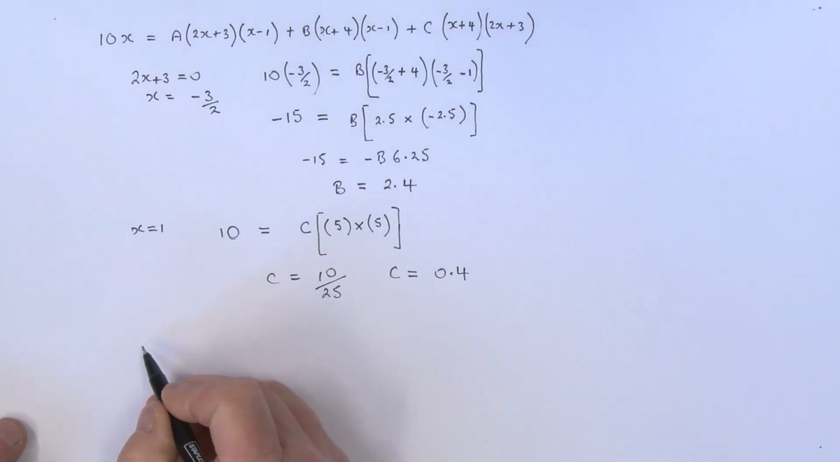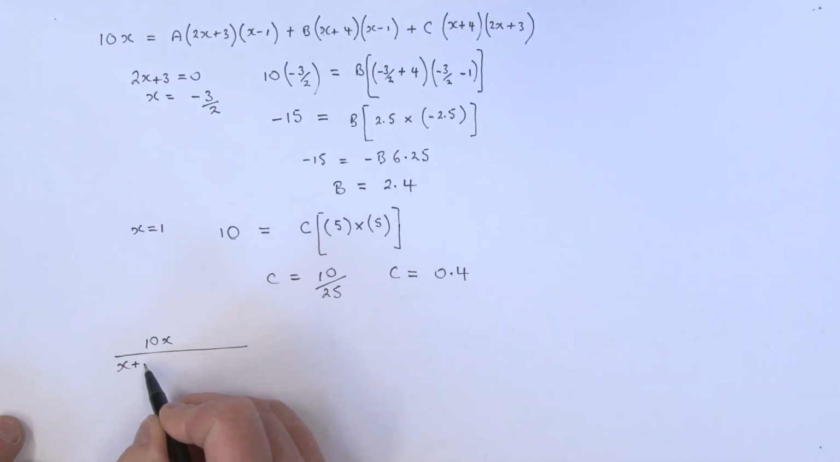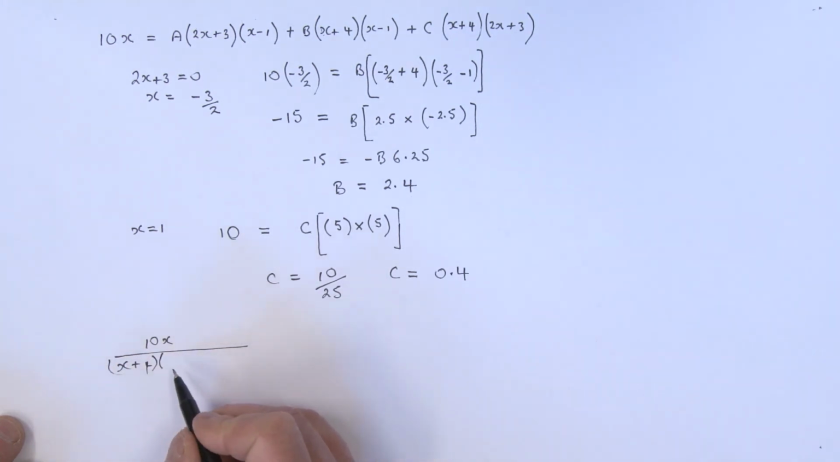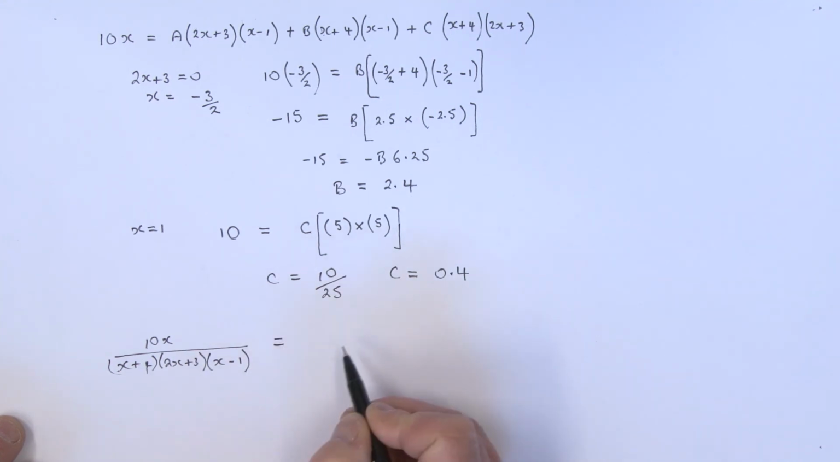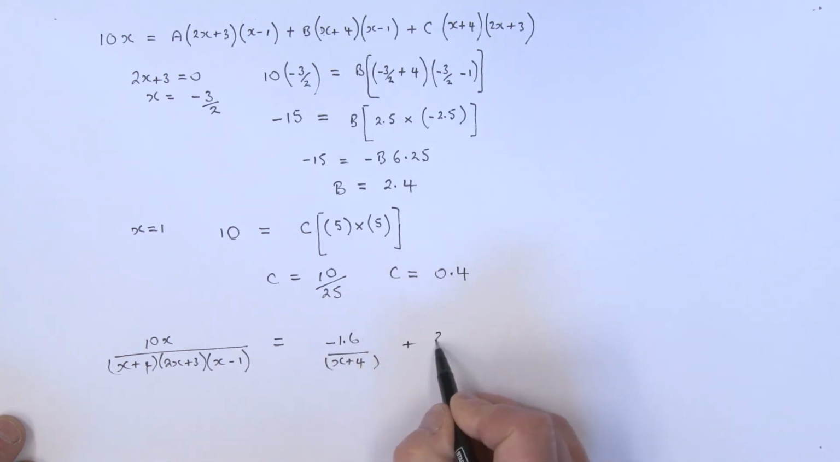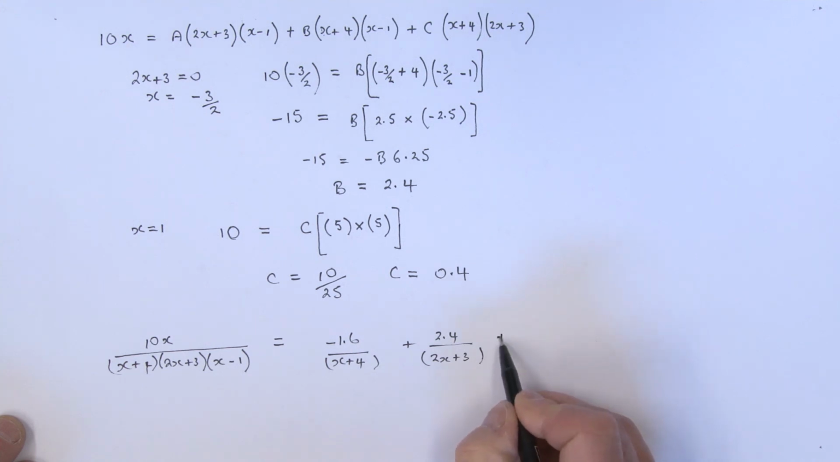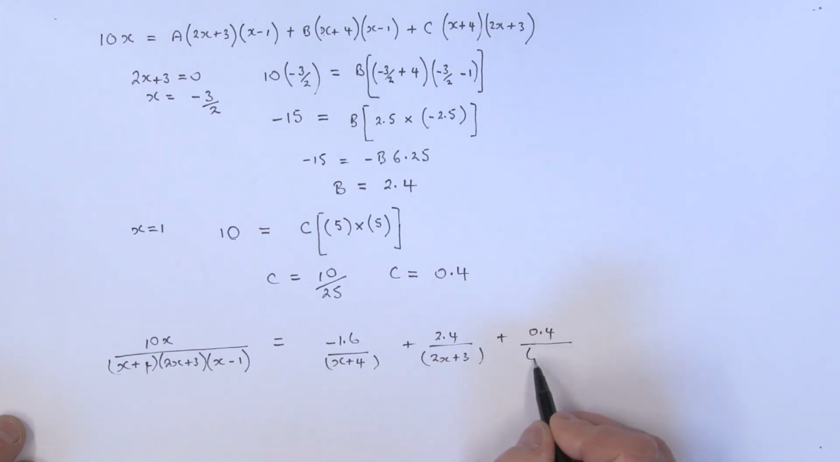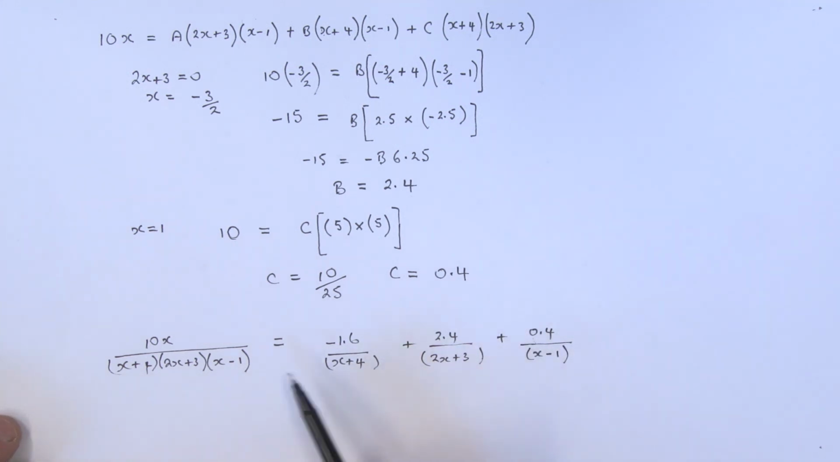So I can now say that 10x, which is back to the original statement, over x plus 4 multiplied by 2x plus 3 multiplied by x minus 1 is equal to minus 1.6 divided by x plus 4, plus 2.4 divided by 2x plus 3, plus 0.4 divided by x minus 1. And so therefore I have taken this expression and converted it to its partial fraction form, which is this over here.